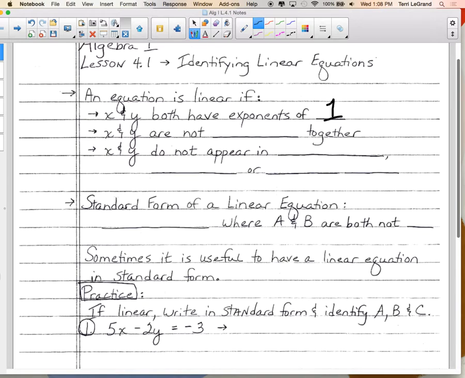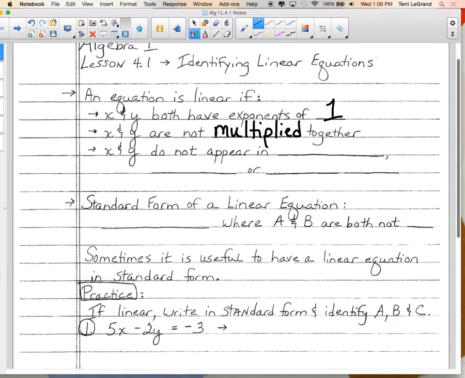Because when we have just an x or just a y, what power is it being taken to? What's the invisible power? The first power. We don't write it, like the number 10 has a power. What's its power? 10 to the first power. We just don't write it. The only time we don't have to write the power of 1. So if x and y both have exponents of 1, and x and y are not being multiplied together in that equation, then all is well. It might possibly be linear then.